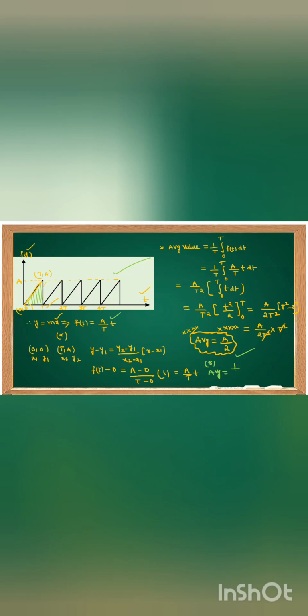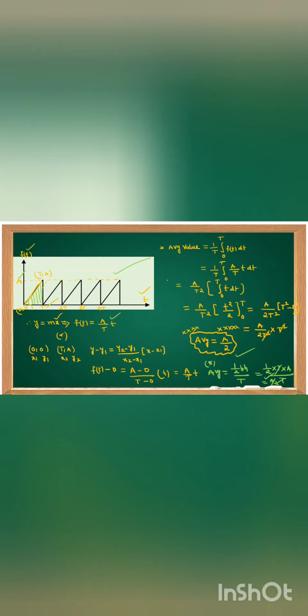What is the area of the triangle? Half BH. Time period is T. Half into B is how much? T. H is how much? A. By total time period is T. T cancels. What can you get? A by 2. This is also a method.